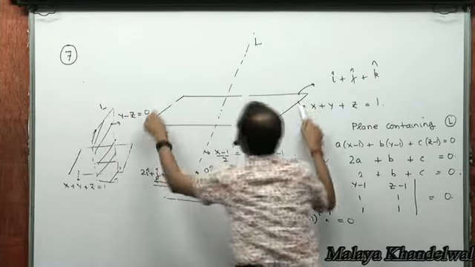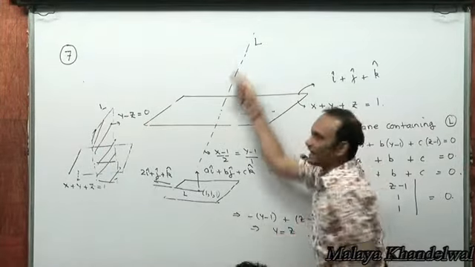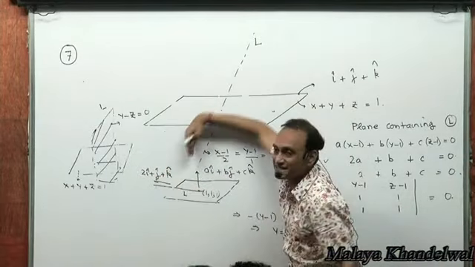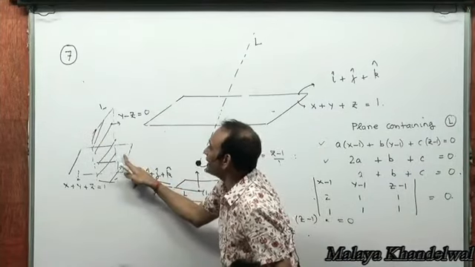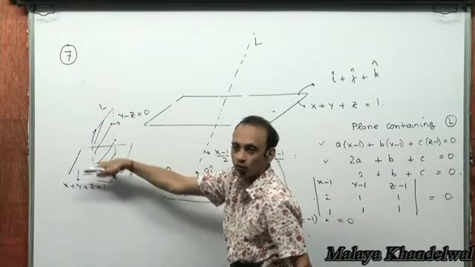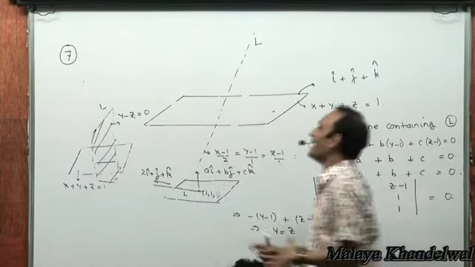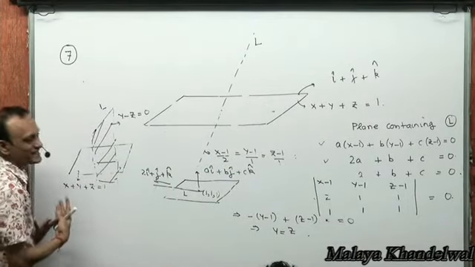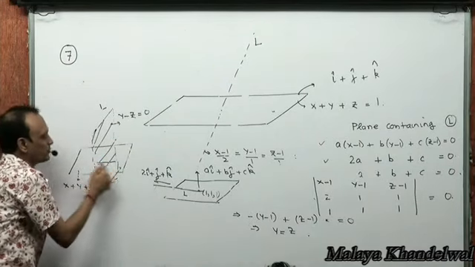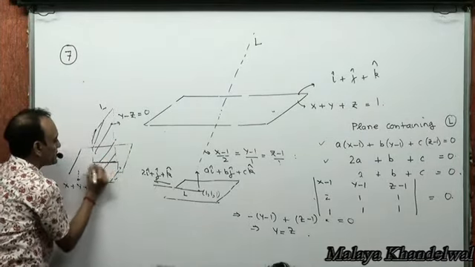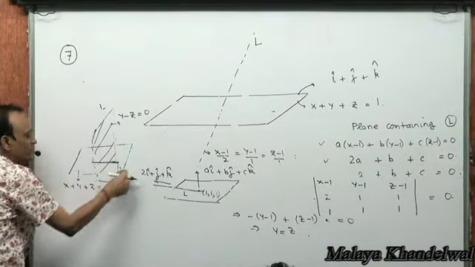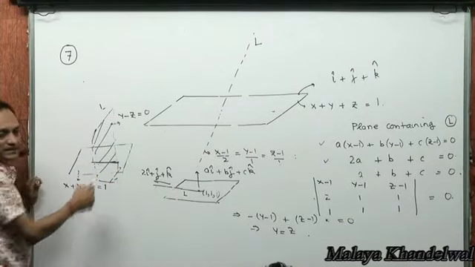There was this plane given to me, x plus y plus z equal to 1. There was a line given to me. What have I found? I have found a plane which contains this line L and intersects this plane perpendicularly. What's the equation of that plane? y equal to z is the equation of that plane. Yes or no? And then obviously the line of intersection of this plane and this plane would be the required line, isn't it? This line, which is the line of intersection of the plane y minus z equal to 0 and x plus y plus z equal to 1, would be the required line, isn't it?